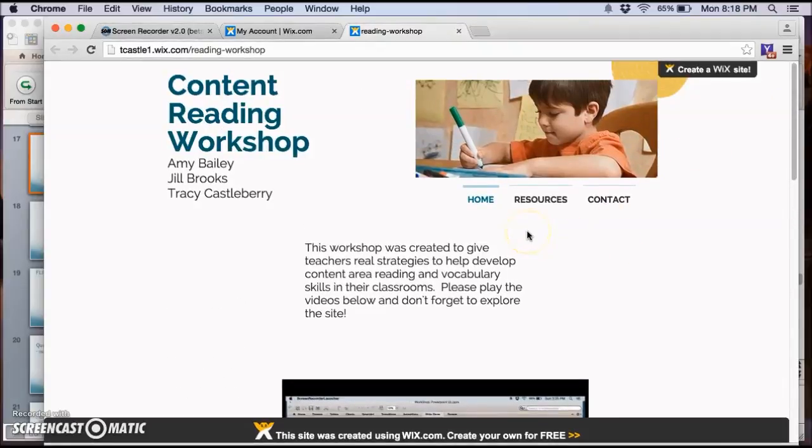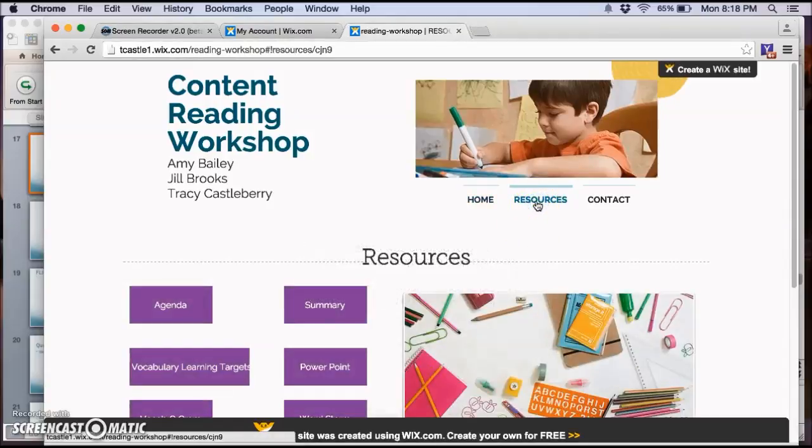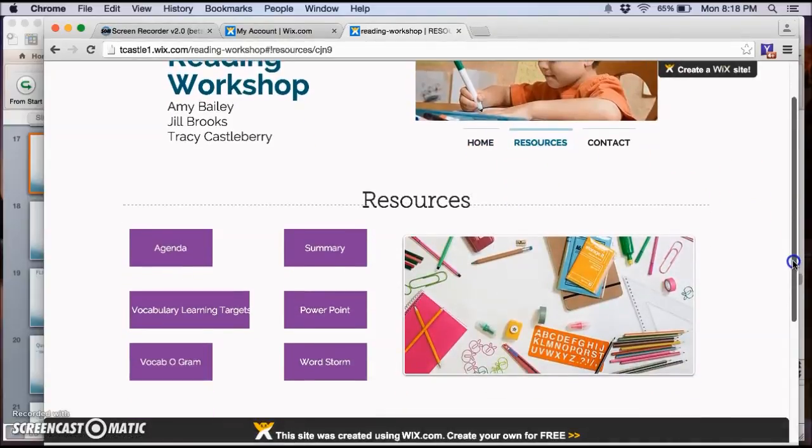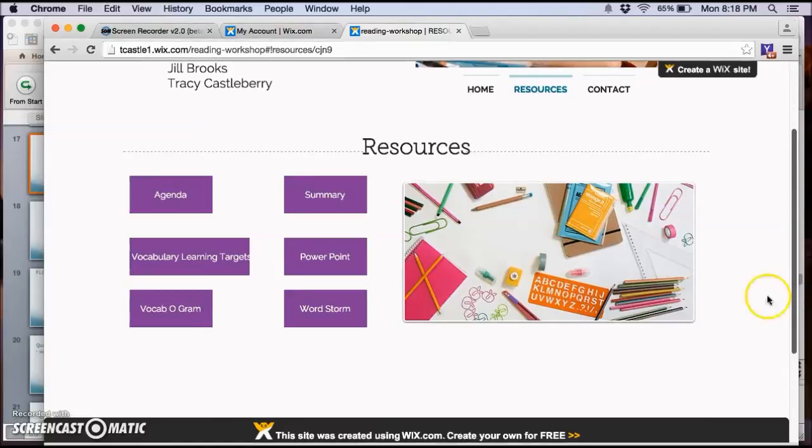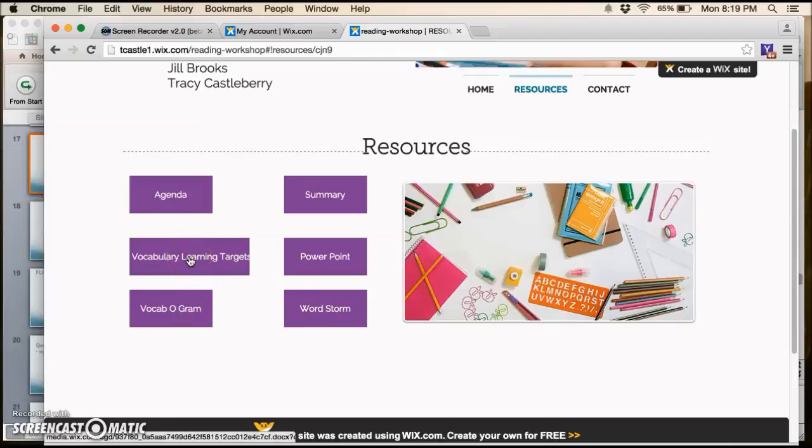All right, the second page of the website are our resources. I have everything here. You've already seen the PowerPoint, of course, but it's there for you. You've seen the vocabogram, which is on the PowerPoint. You've seen the word storm, but you haven't seen the vocabulary learning strategies yet. So I was going to go ahead and show those to you real quick.